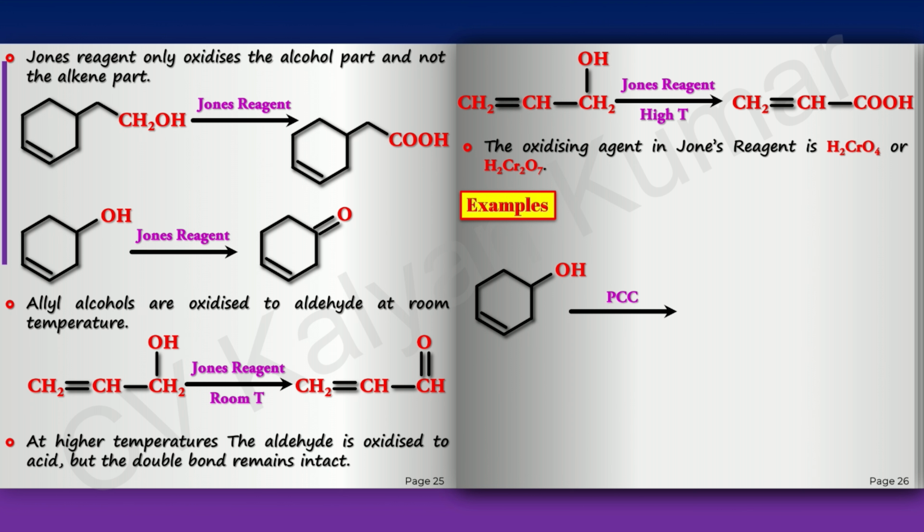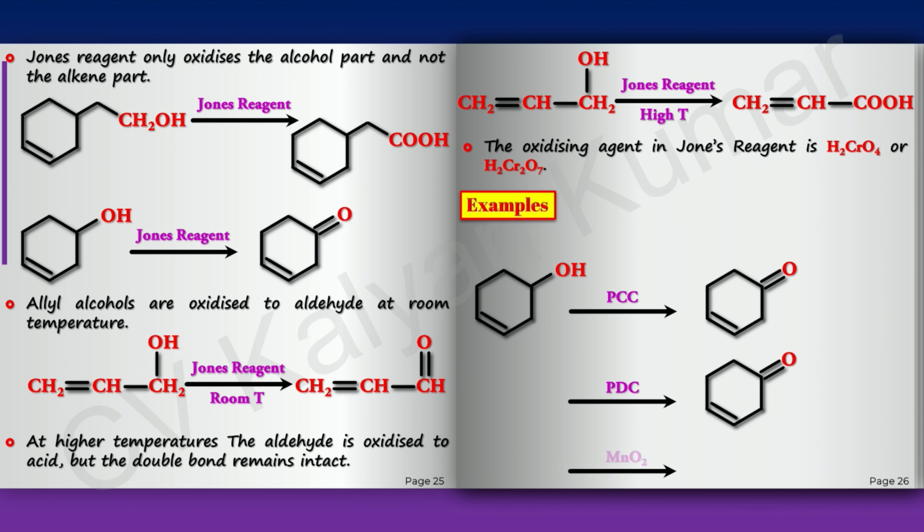Here is the answer. PCC is mild, giving a ketone. What happens with PDC? Here is the answer. Again a ketone. What about MnO2? This is also mild. No reaction, because it's only for allyl and benzyl alcohol. Remember?